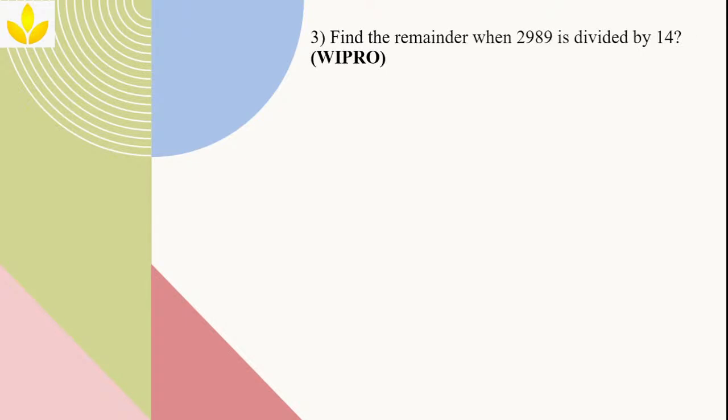The next question here is, find the remainder when 2989 is divided by 14. The answer options are 7, 6, 2 and 1. Now I'll give you two methods for this to find the remainder. One is, as usual, take 2989 and start dividing it by 14 and you will directly get the remainder. If you are not comfortable with this method, you can go for any other method. I'll tell you one more method for it.